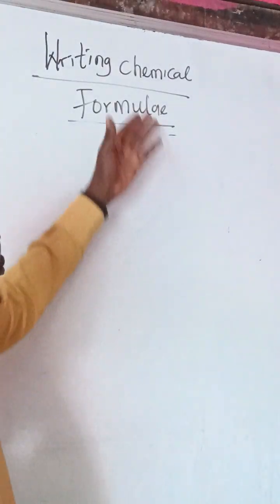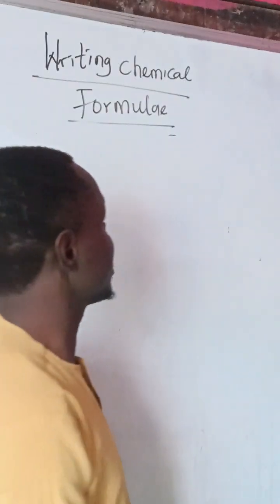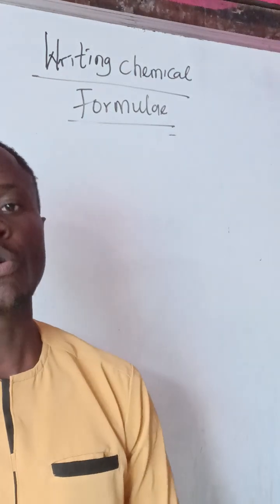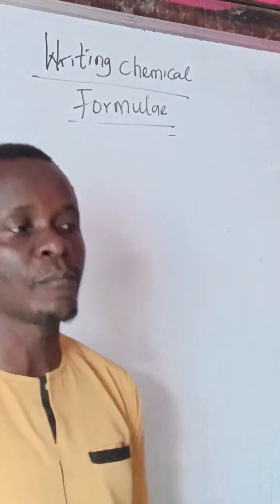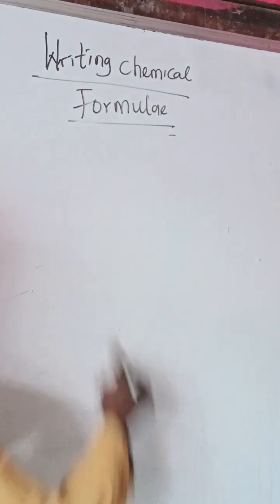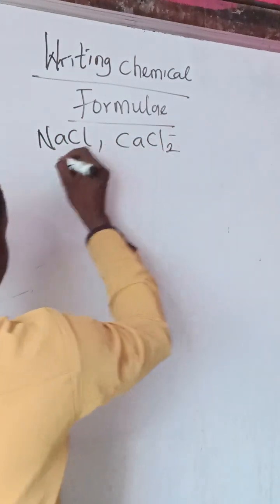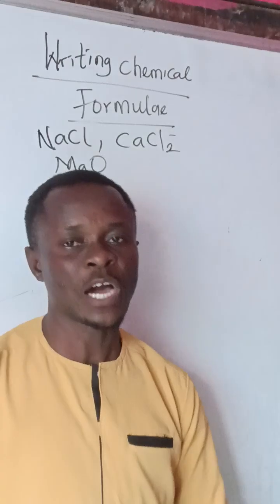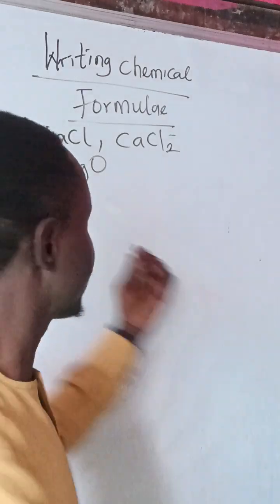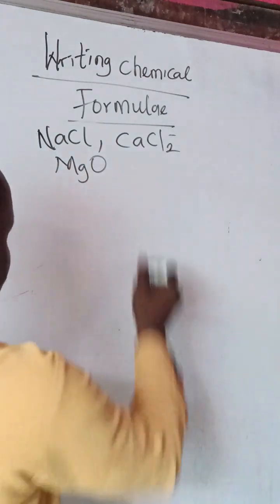Now today we want to explain writing chemical formulae. So how do we write a chemical formula? Sometimes you see things like this. Why do we have this in this way? Some we have two, some we have one. This will be explained from valency.